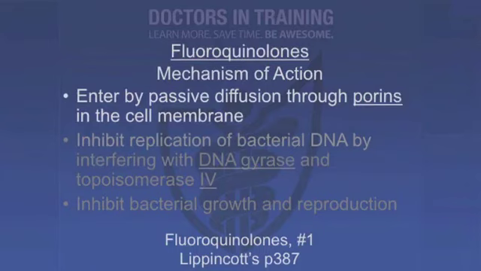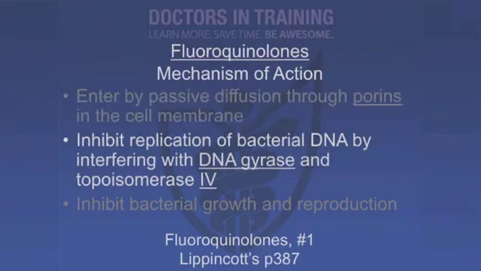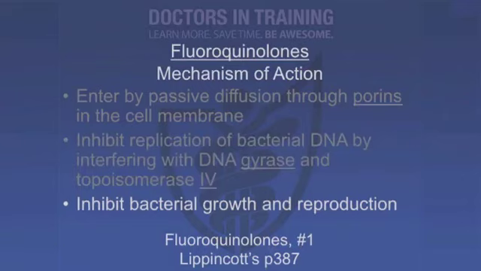So let's talk about mechanism of action. These drugs enter the bacteria by passive diffusion. They come through little porins or holes in the cell membrane. Once inside, they inhibit replication of bacterial DNA by interfering with the action of DNA gyrase, which is also called topoisomerase II. Now, it also inhibits topoisomerase IV as well during bacterial growth and reproduction.